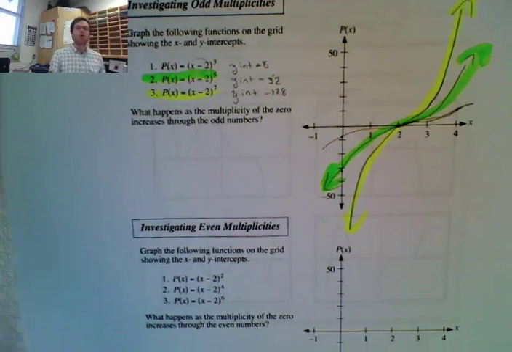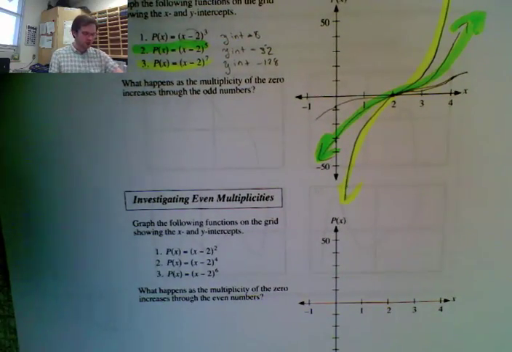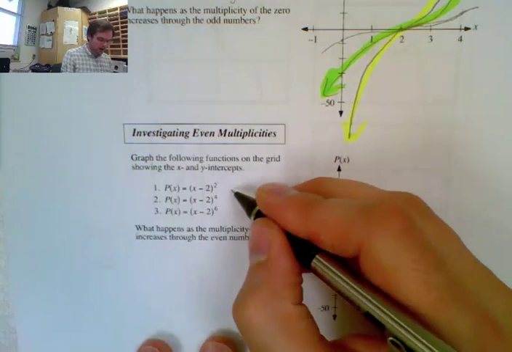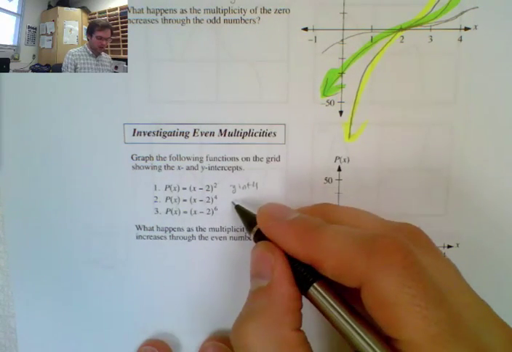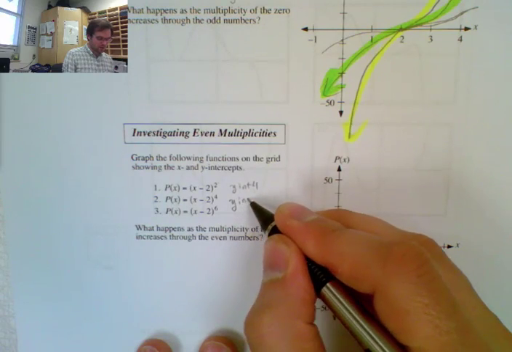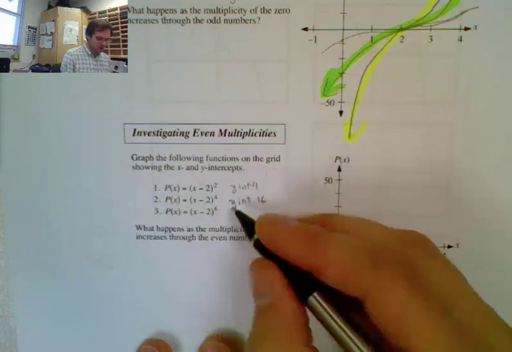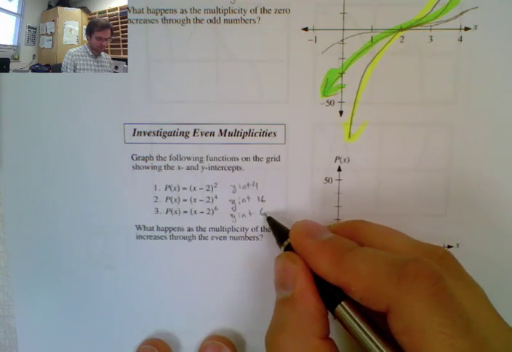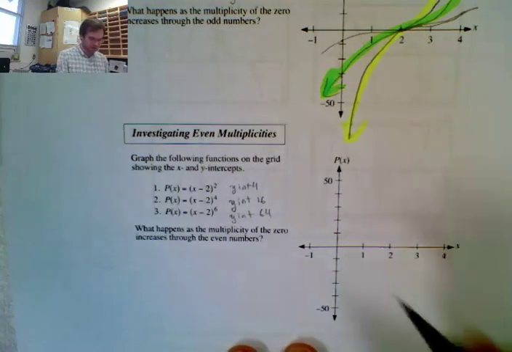Okay, now we're going to look at even multiplicities. Once again, first thing, if I want to graph this, I want to figure out what my y-intercepts are. So negative 2 squared is going to be 4. Negative 2 to the power of 4 is going to be positive 16. And then negative 2 to the power of 6 is going to be positive 64. So let's first do my first one, where we're going to say 4. Okay, so it's going to start here.